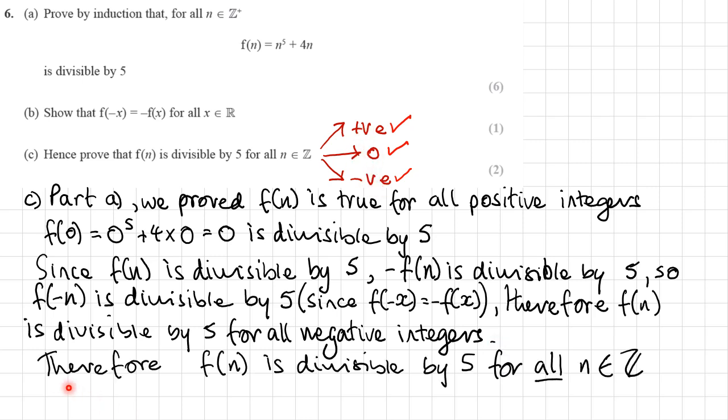So we can say now, therefore, f of n is divisible by 5 for all the integers, positive ones, negative ones, and 0.